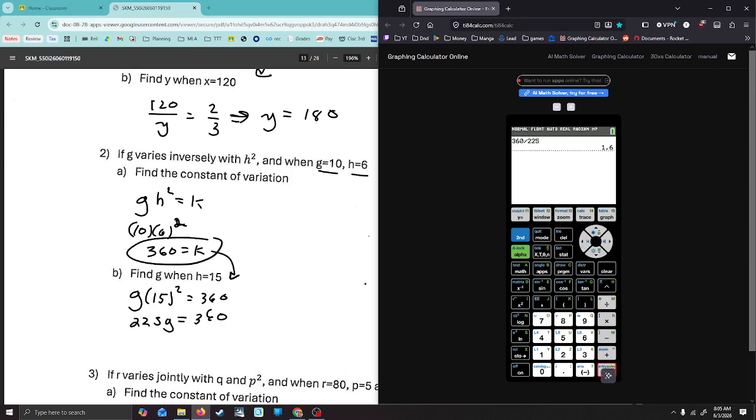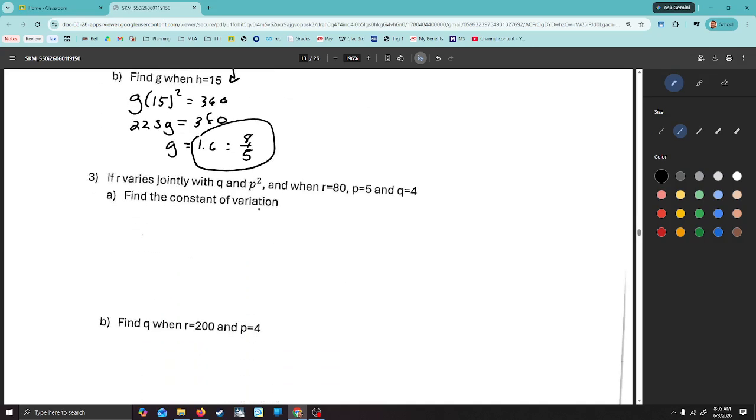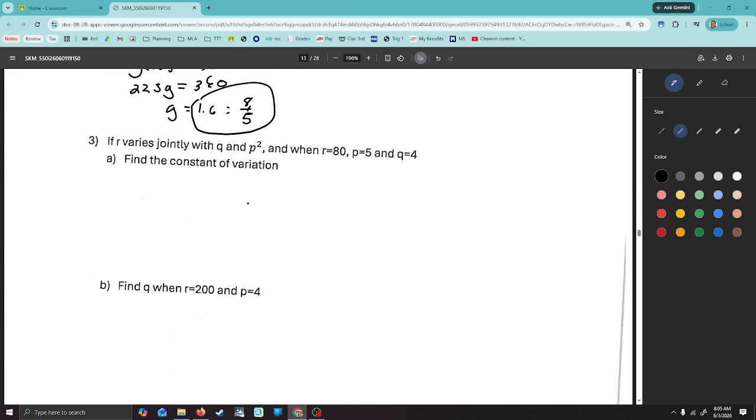This is going to be 1.6. So G equals 1.6 or 8 over 5. I don't know which way I will write it on the multiple choice, one or the other. Probably 8 over 5 because that's more doable without a calculator, but who knows. Either way, we keep going.